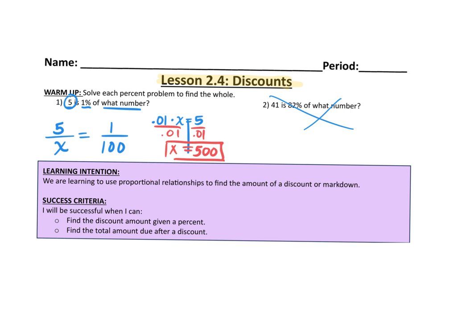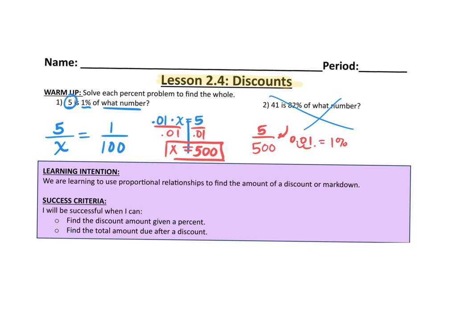Now, you could check to see if you're right by thinking of it like this. What if I had 5 out of 500? Think of it like a test score. Let's see what percent that is. So if I do 5 divided by 500, I get 0.01. If I times that by 100 or move my decimal over twice, I get 1%. So I know I did that correctly.